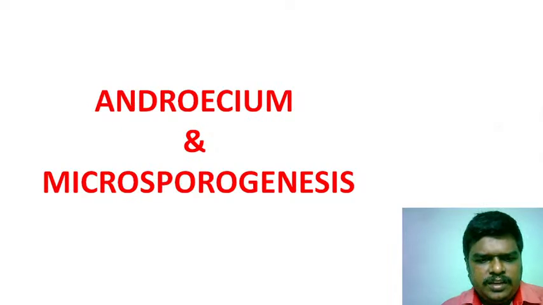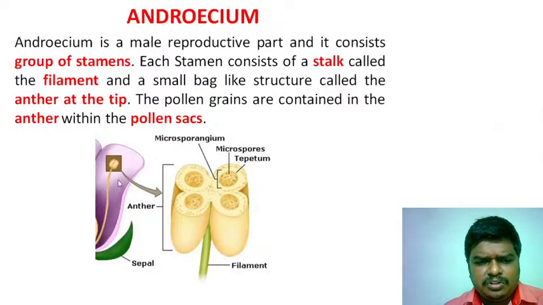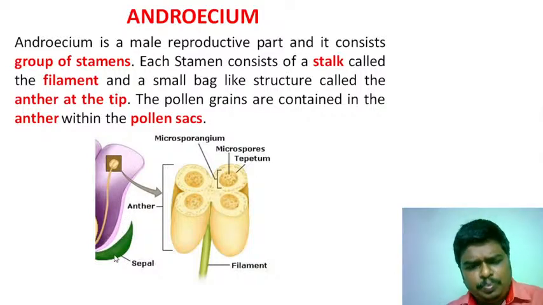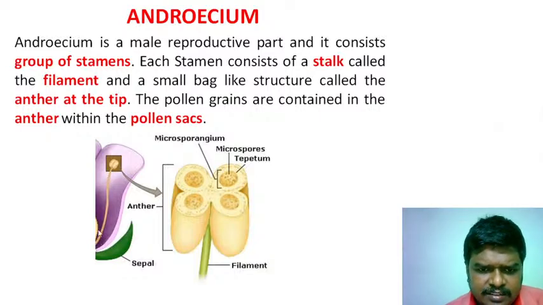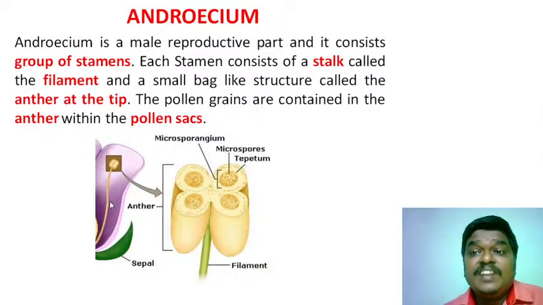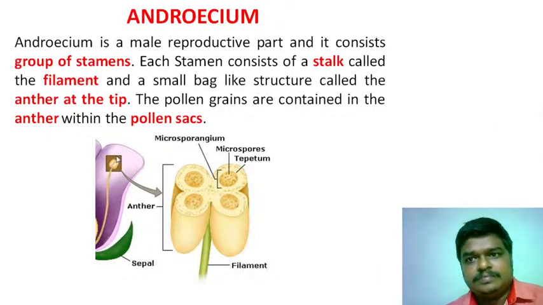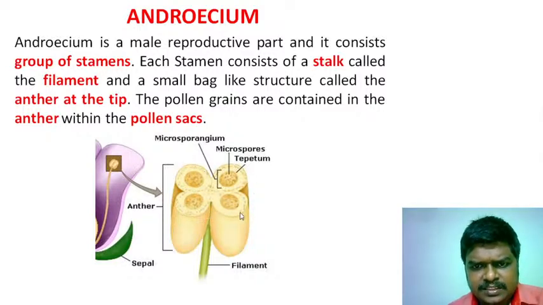Okay, children. So now we'll move on to androecium and microsporogenesis. I told you about androecium. This is the male reproductive part. It consists of a group of stamens. Each stamen has a stalk. The stalk is called filament, and the tip, we call it anther. If you take the cross section of the anther, it will be a tetrad structure like this.